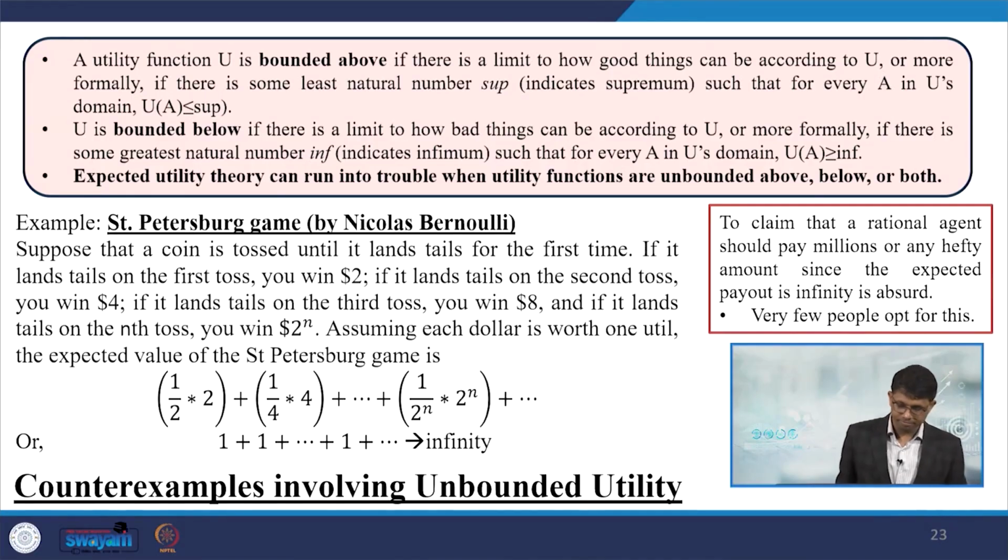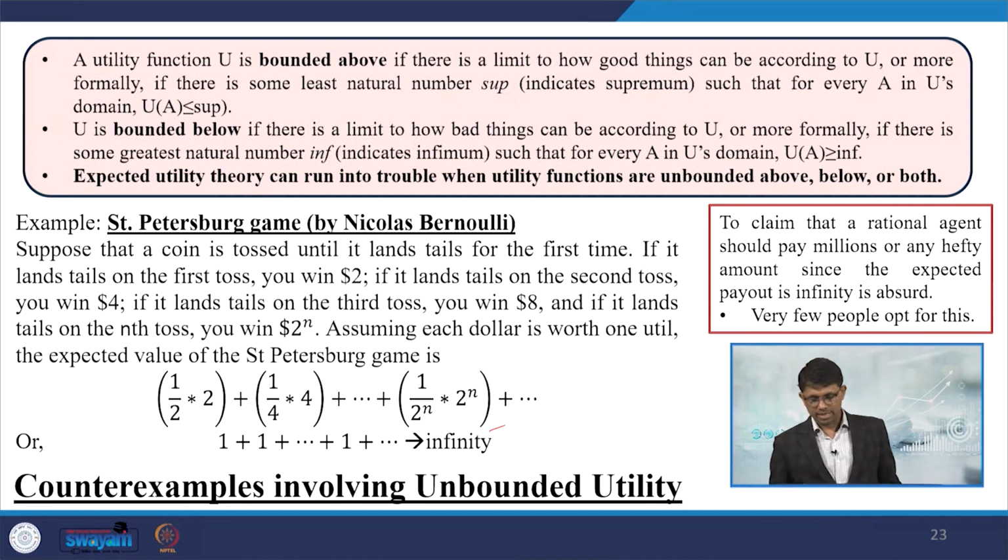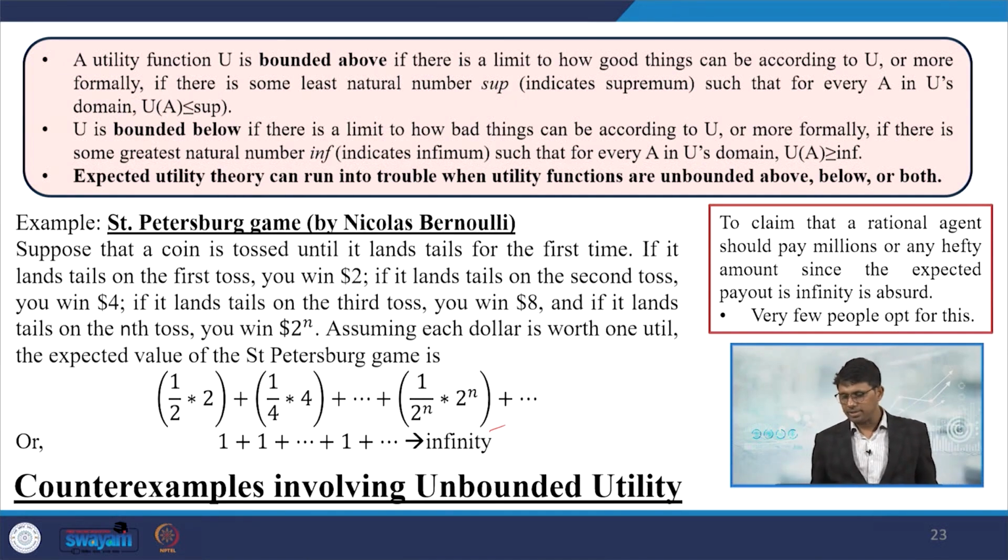Assuming each dollar is worth 1 util, the expected utility or expected value of the St. Petersburg game is, in the first case, probability half times 2, then in the next case 1/4 times 4, and so on till the nth. In every case, across infinitely many terms, it is 1 plus 1 plus 1, so that it tends to infinity. So, this claims that a rational agent should pay millions or any hefty amount, since the expected utility is infinity, and hence it is absurd.